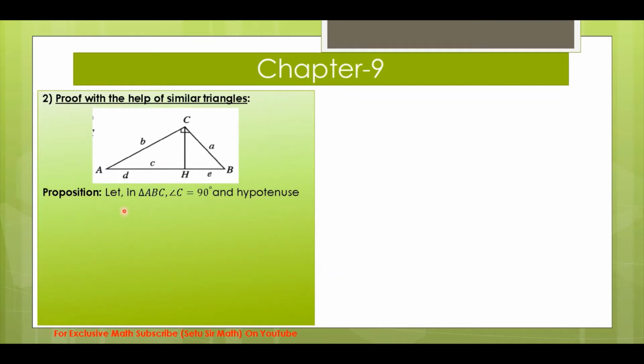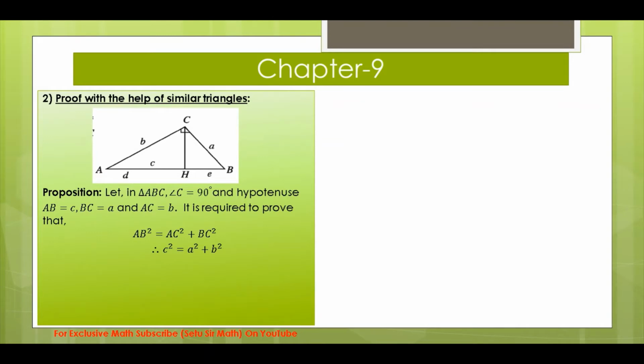Proposition: let in triangle ABC, angle C equals 90 degrees, and the hypotenuse is obviously opposite the 90 degree angle, opposite to angle C. Hypotenuse AB equals c, BC equals a and AC equals b. It is required to prove that AB square equals AC square plus BC square. Therefore, c square equals a square plus b square.